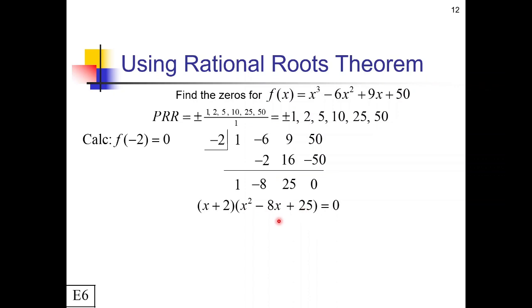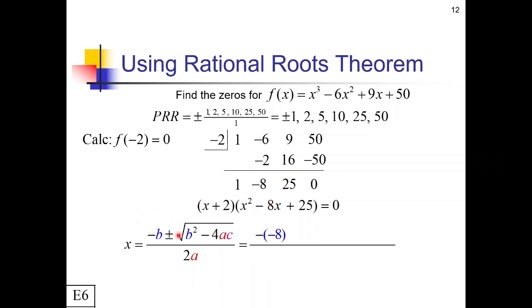square, same idea. So we're going to have negative b plus or minus square root of b squared minus 4ac all over 2a. Little review from our quadratic days. This is going to be negative 8, that's our b value, plus or minus square root of negative 8 squared minus 4 times the a value 1, invisible 1 here, times a c value of 25. All over 2 times the a value 1.